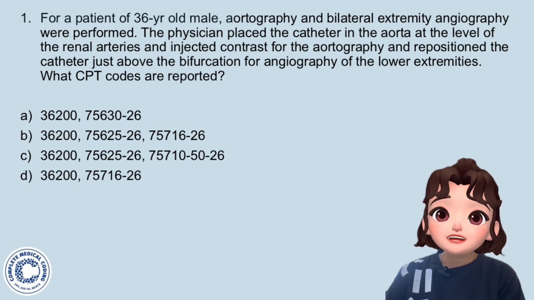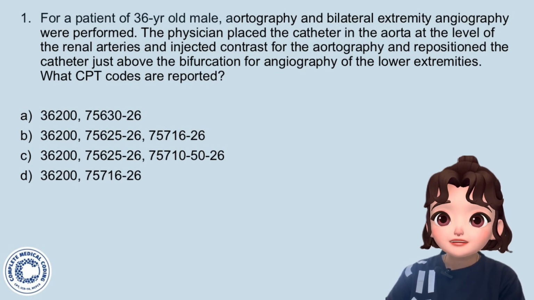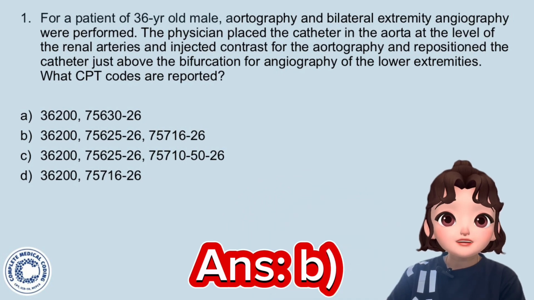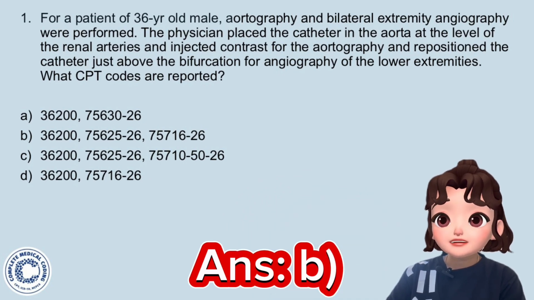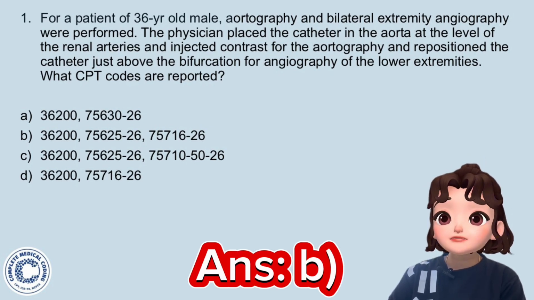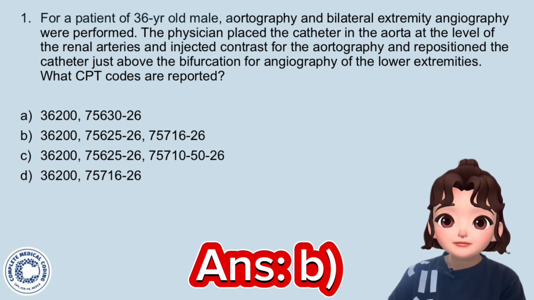So we got the correct answer as option B: 36200 for the insertion of catheter into aorta, 75625 with modifier 26 for aortography procedure, and 75716 with modifier 26 for angiography of bilateral lower extremity. Okay.